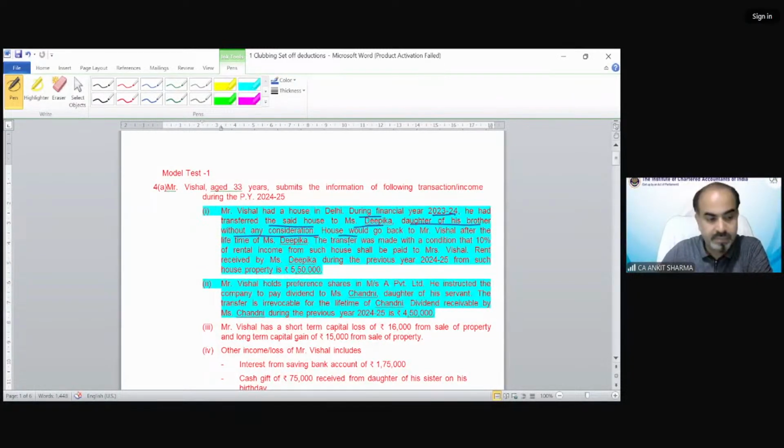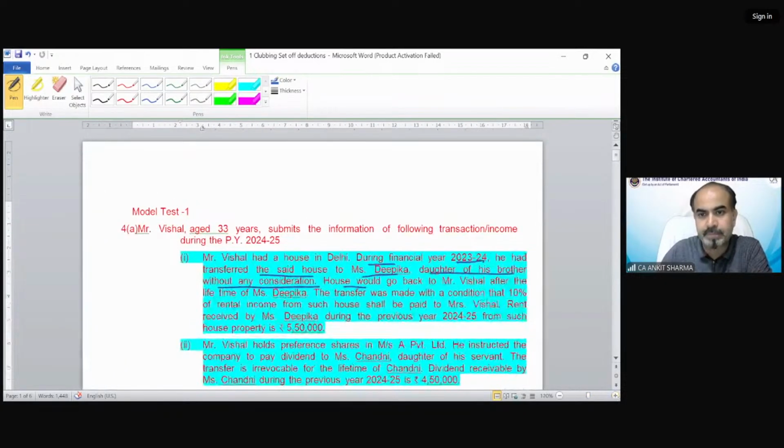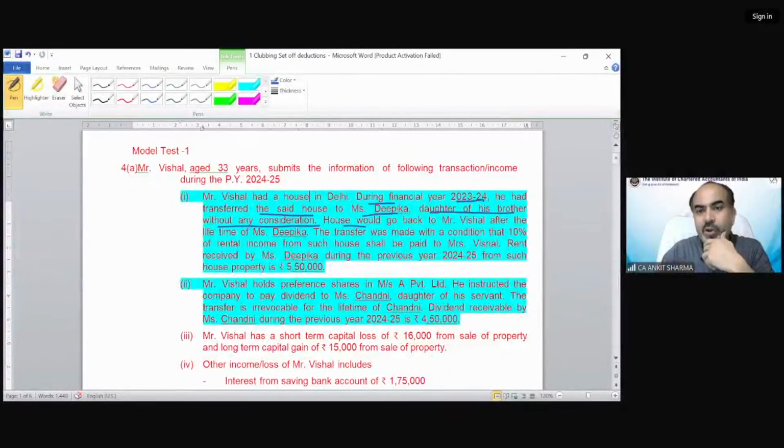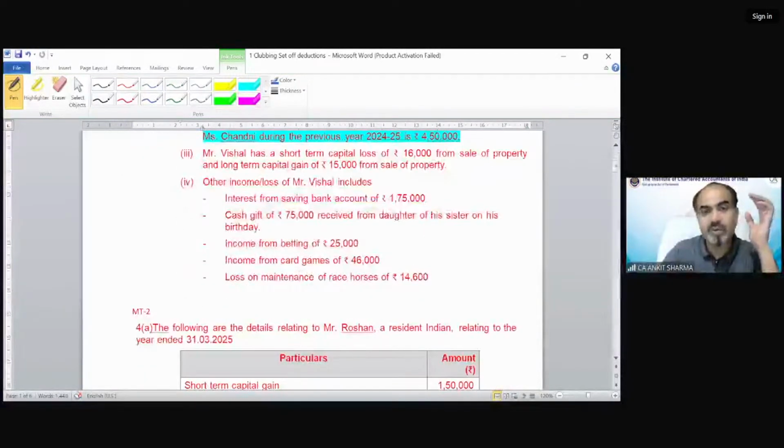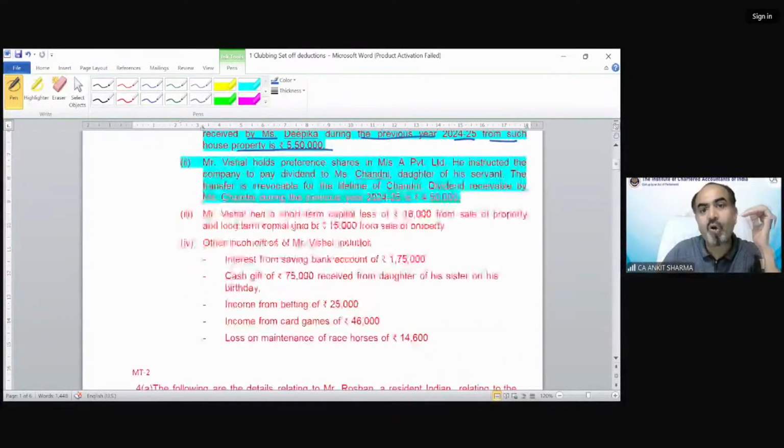House would go back to Mr. Vishal after the lifetime of Deepika. The transfer was made with a condition that 10% of rental income from such house shall be paid to Mr. Vishal. Rent received by Deepika during the previous year 24-25 from such house property is 5,50,000. So we have to calculate, as per point number 1, whether this income is going to be taxed in the hands of Vishal or not.